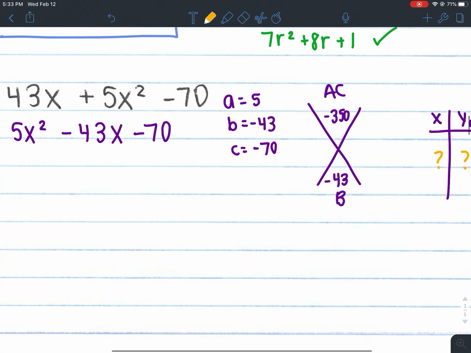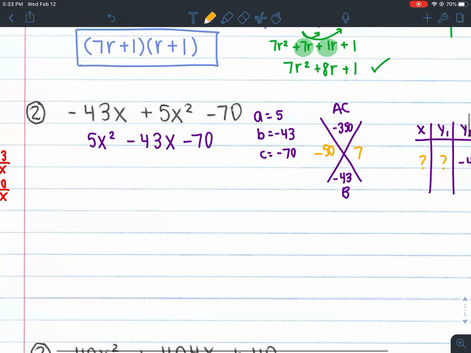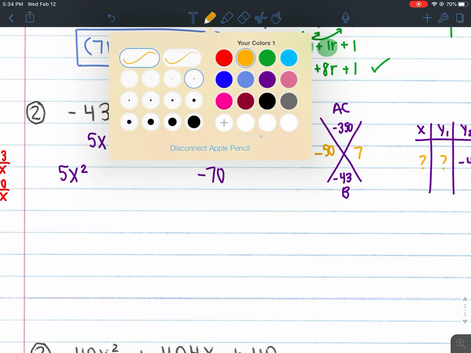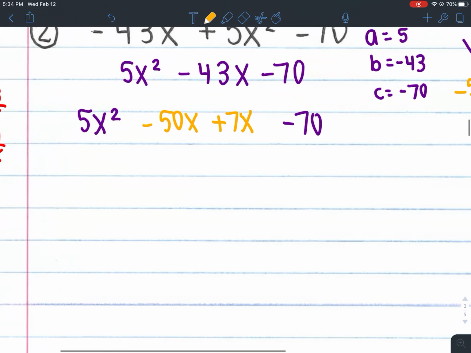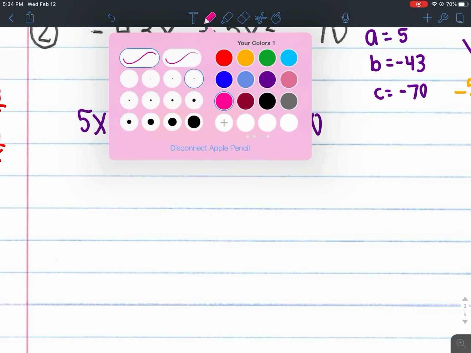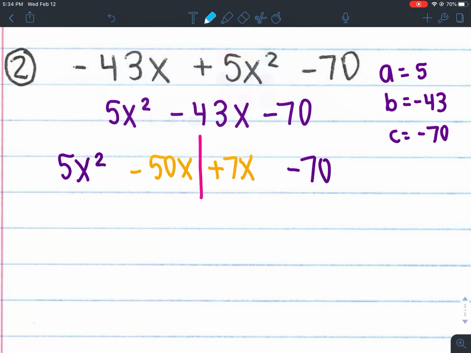All right, so I'm going to go back to the notes here. Negative 50 and 7. So I'm going to have 5x squared, and negative 70 stays the same, and I have negative 50x plus 7x. Again, the order of those two doesn't matter. You're going to factor by grouping. I'm going to split this into a group, and you're going to find the GCF of the first two terms. That is going to be 5x. That's the largest thing that goes into both. On the inside, 5 divided by 5 is 1, so I just have x left because I had 2. Take away 1x, I have 1x.